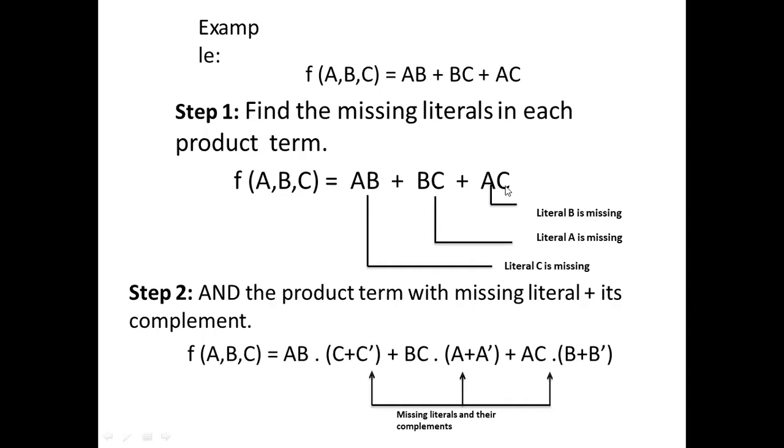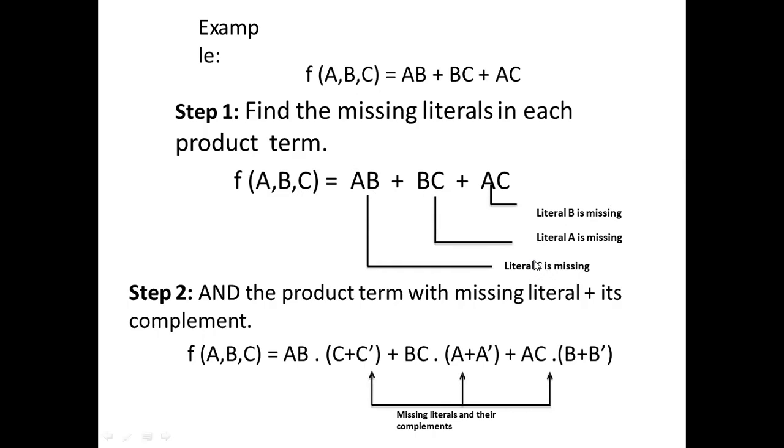Which one is missing? Here we are missing only the B literal. So B is the missing letter. For BC, we are missing the A letter. For the next term, we have AB. Which one is missing? C is missing. Is everyone getting it now?